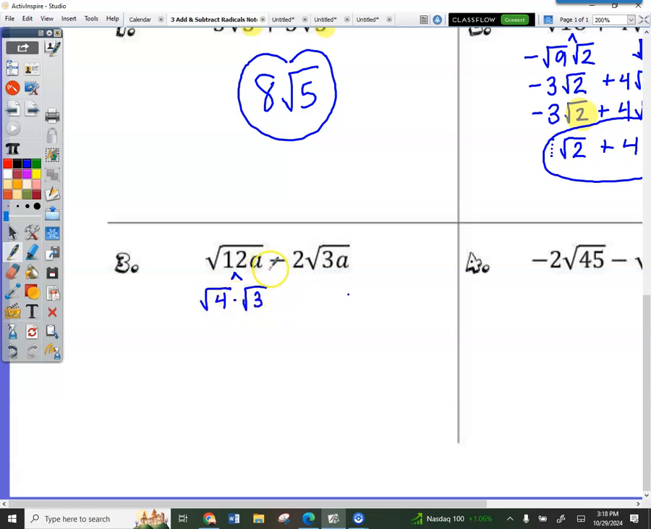What happens with the a here, y'all? You can write it as a separate radical, or you can put it in there with the 3, since the 3 is not going to break down. Now, what is the square root of 4?